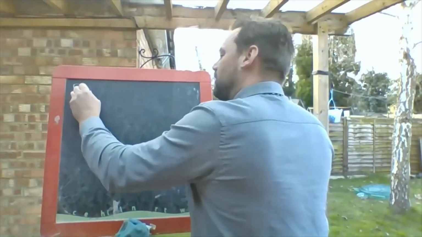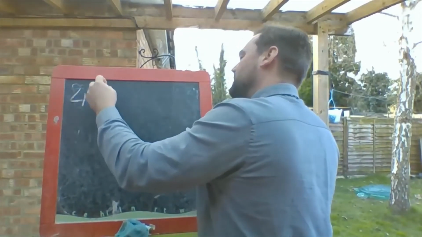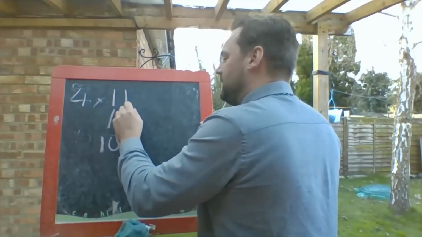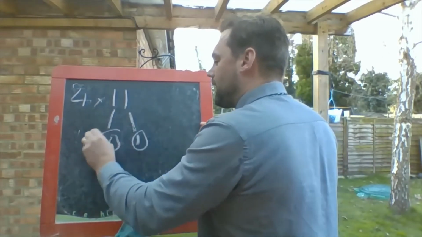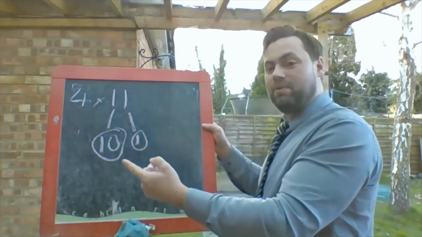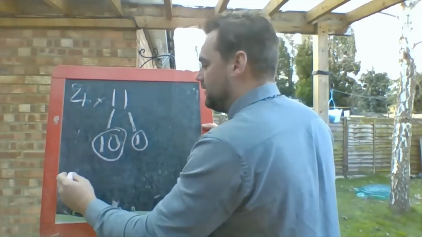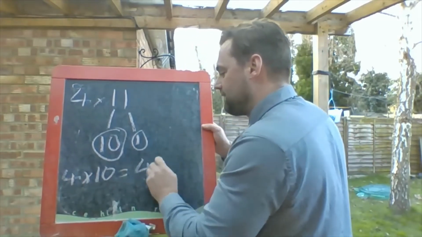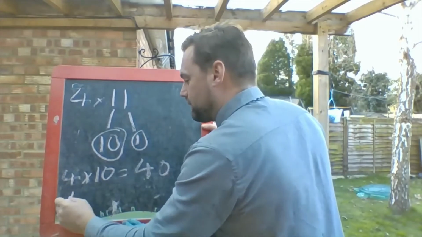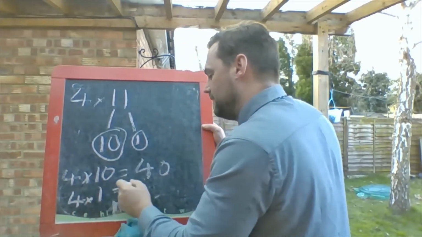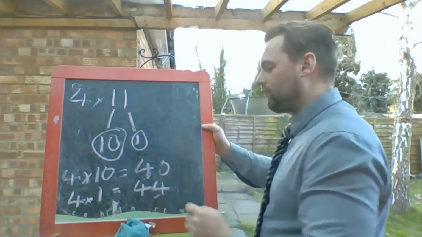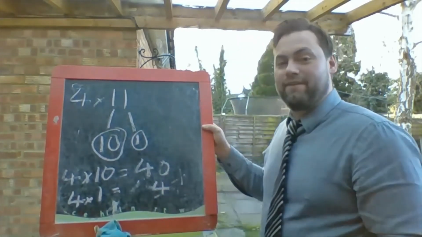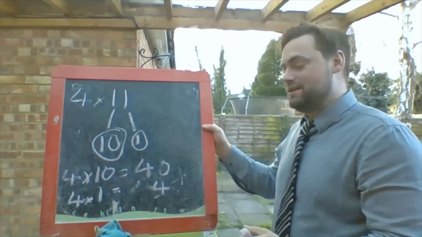So if we did 4 times 11, we partition this into 10 and 1. We then times each of these numbers by 4. So 4 times 10 is 40, and then 4 times 1 is equal to 4. And then we add the two together and we get 44. So 4 times 11 is 44.